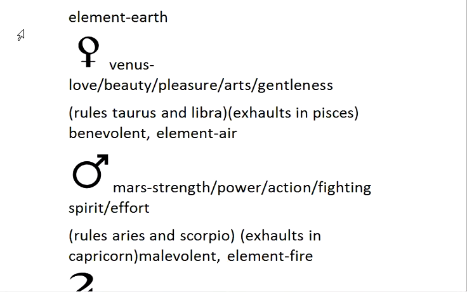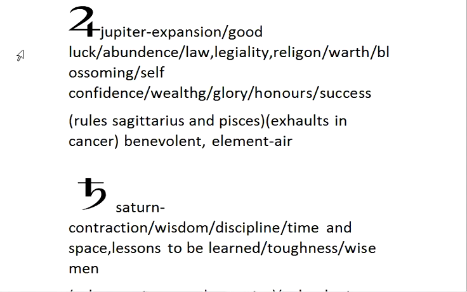Then we have Mars, which is strength, power, action, fighting spirit, effort. Rules Aries and Scorpio, and it exalts in Capricorn. Opposite to benevolent, it's malevolent, which does the opposite of good gifts. It can bring bad gifts to you. It can hurt you. Benevolent is nice to you, malevolent can hurt you. Mars's element is fire. Okay, Jupiter: expansion, good luck, abundance, law, legality and religion, warmth, blossoming, self-confidence, wealth, glory, honours, success. Rules Sagittarius and Pisces, exalts in Cancer. It's benevolent, good gifts. Element is air.